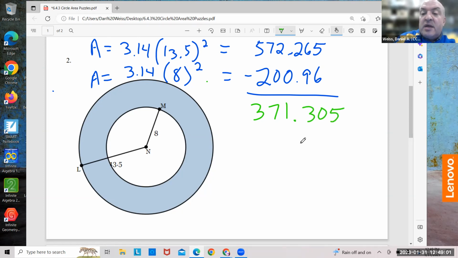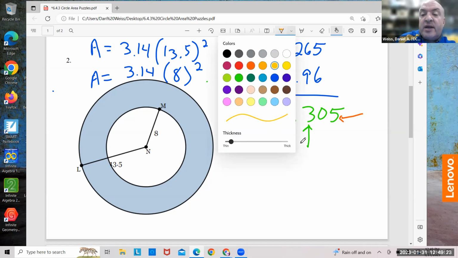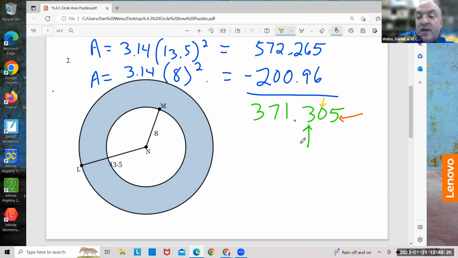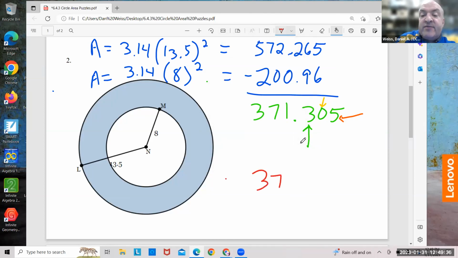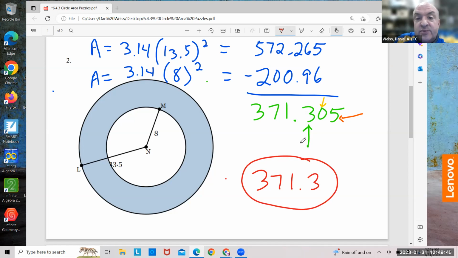That gives me 371.305. Now, you are supposed to round to the nearest tenth. What digit's in the tenth place? That guy, right? Now be careful. Forget about that 5. We're only going to look at this 0 right here. This 0 is, of course, less than 5. So the 3 stays a 3. So your answer is going to be 371.3, and you're done. All we're doing is subtracting the entire circle minus the white circle.